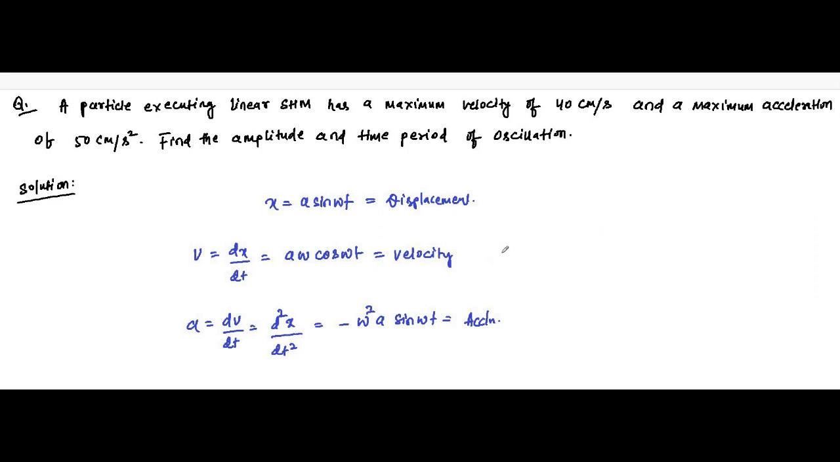Now the maximum value of velocity is when cos omega t is equal to 1, that is equal to omega a, and the maximum value of acceleration is when sin omega t is equal to 1, so that is equal to omega square a. This is omega a, that is omega square a.